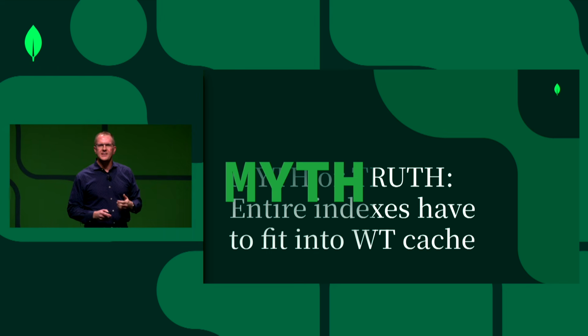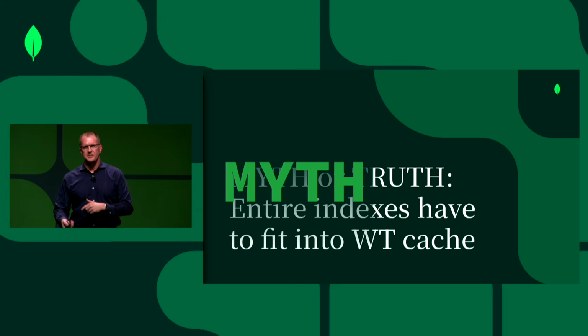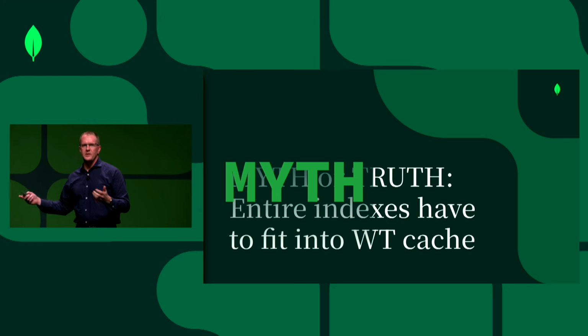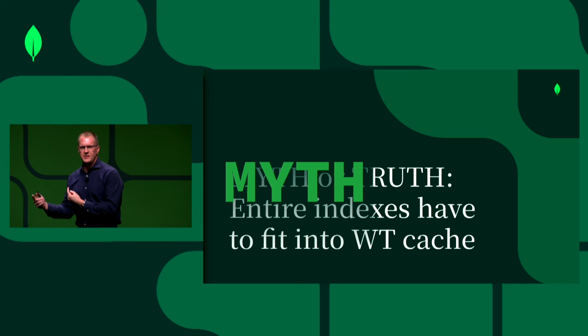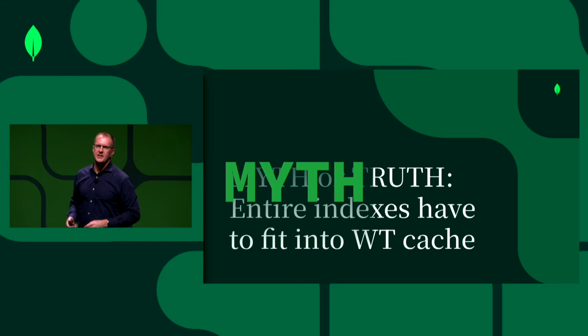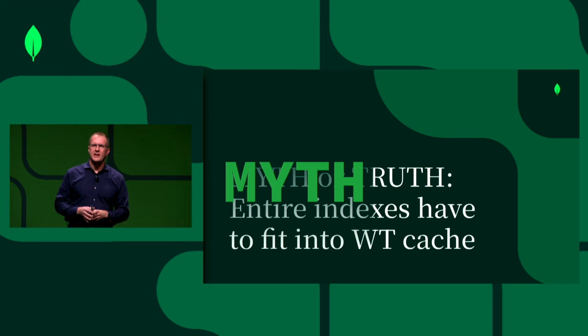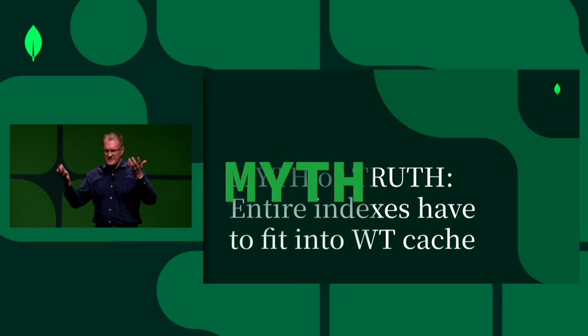Only the index pages that are being accessed at any given point in time have to be read into WiredTiger cache. So if you've got 1 million records in your collection and you have a really large index, and I'm only looking for a small range, order 150 to 250, only those leaf nodes, those pages in the index, have to be read into WiredTiger cache. I don't have to hydrate the entire index into the cache.